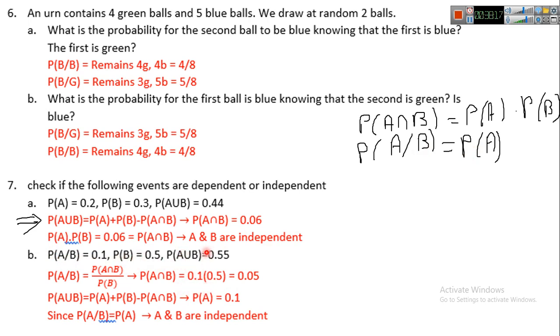How do I find it? I use the union. I still have one given: P of A union B is given, P of A I want to find, P of B is 0.5, P of A intersecting B is 0.05. So I'm going to get P of A equal to 0.1. You realize that P of A knowing B is P of A, as you can see, so it's independent. I hope that you got the conditional probability.